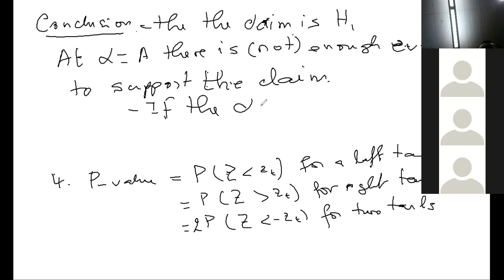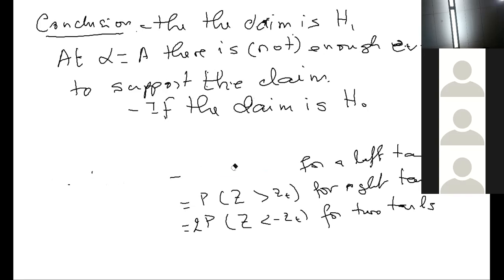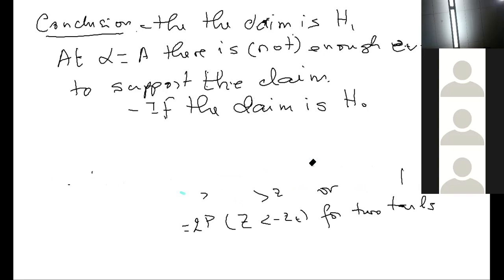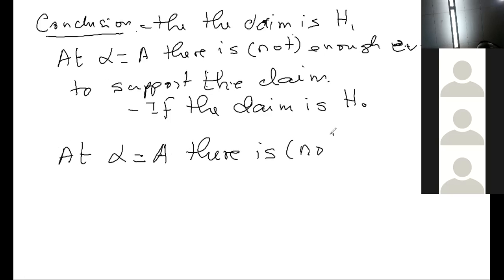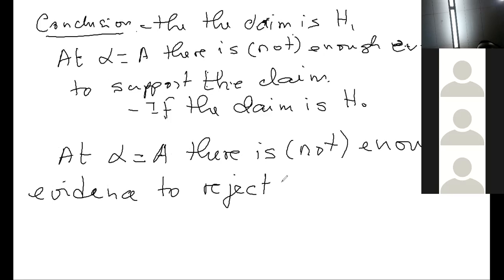If the claim is H0, your conclusion will be: at alpha equals to A, there is enough evidence to reject the claim. And you list what that claim is about.